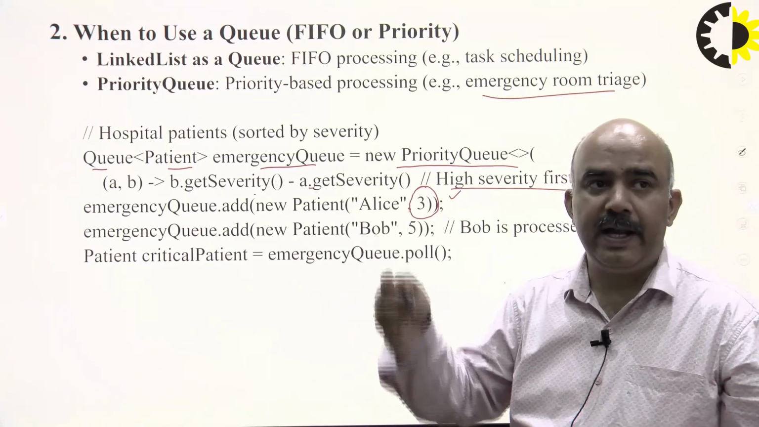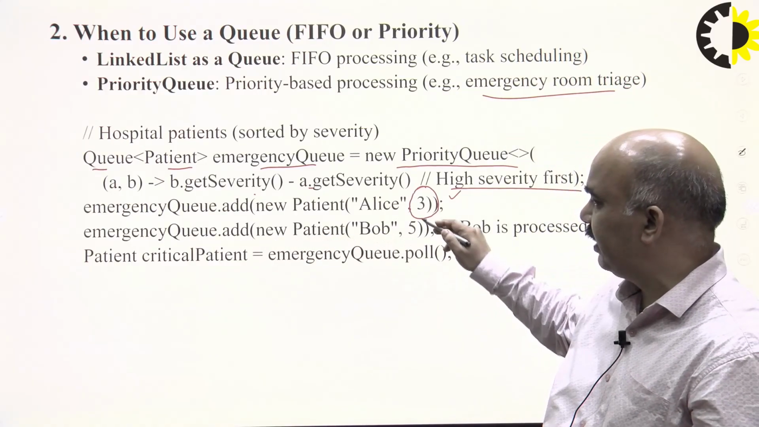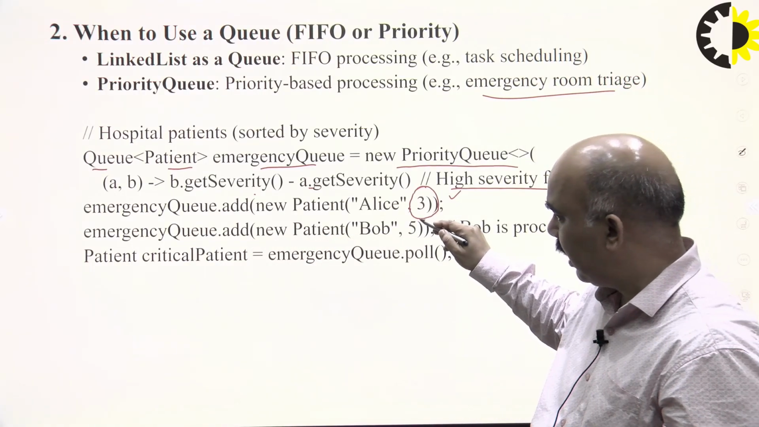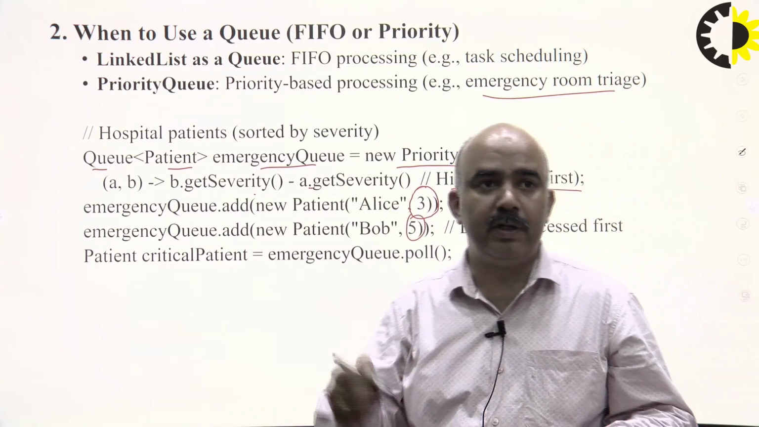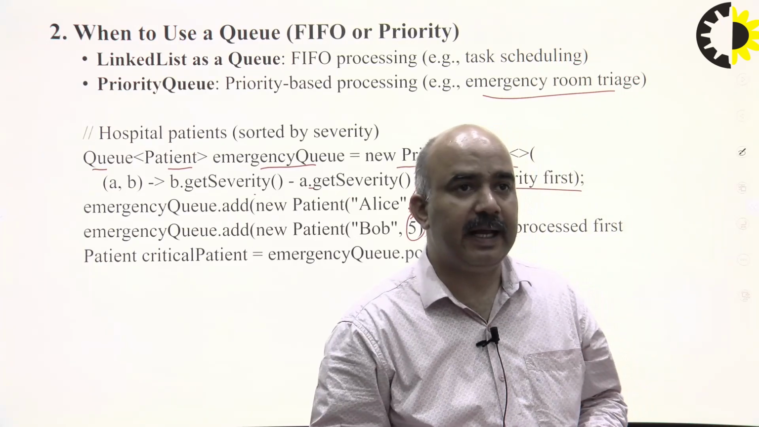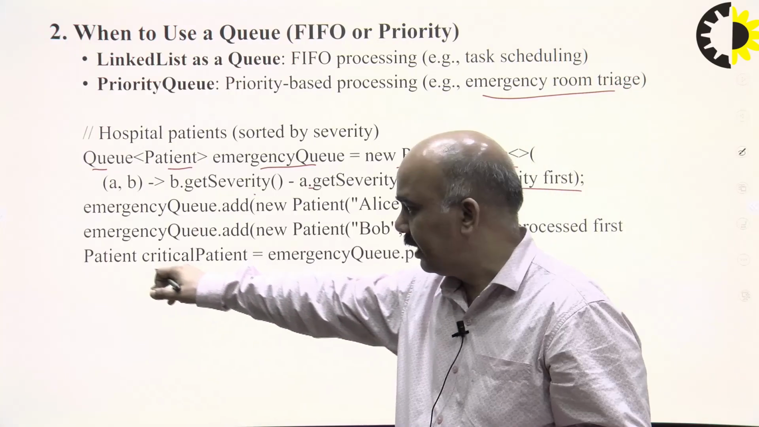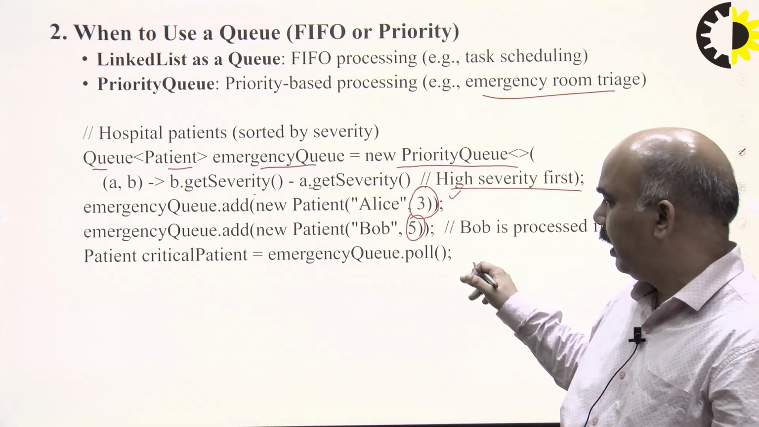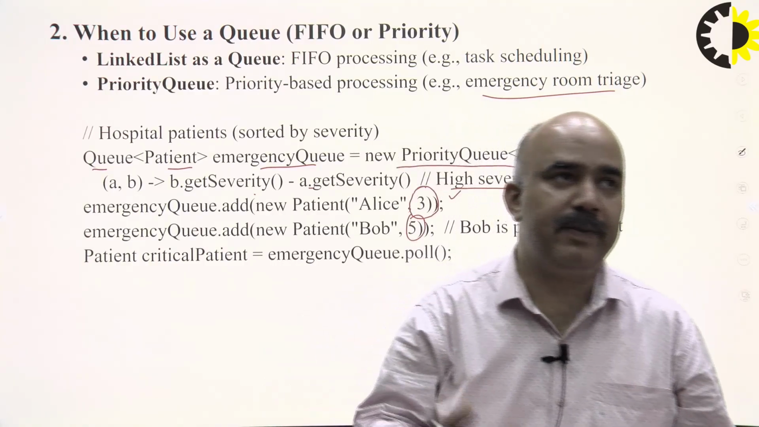At the same time, another patient came. Let's suppose emergency queue dot add new patient, Bob, where the priority is 5, which is higher than 3. In that case, Bob will be treated first as compared to Alice. So we define the critical patients in the emergency queue, and the polling is done on the basis of the priority defined.